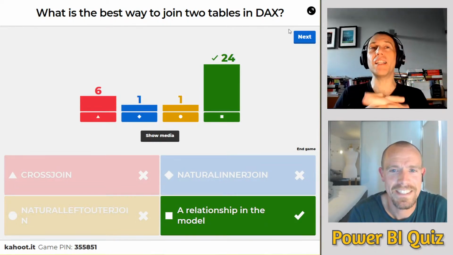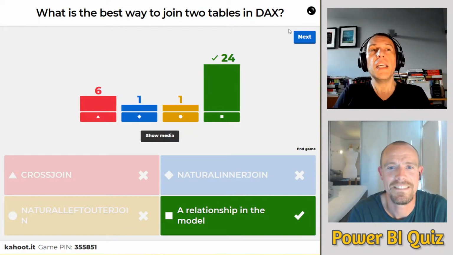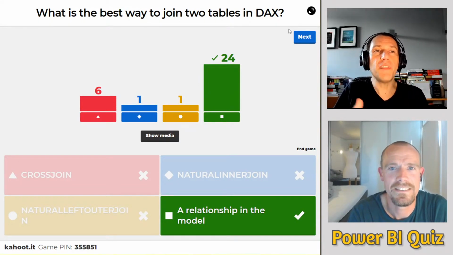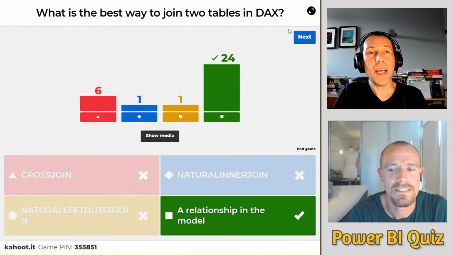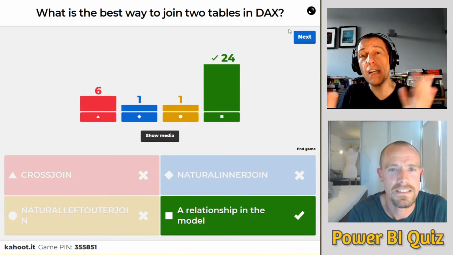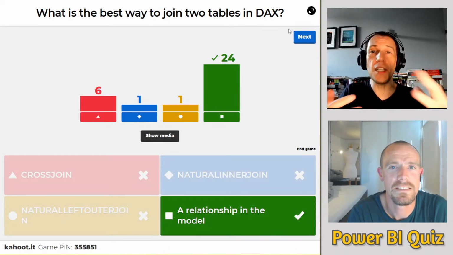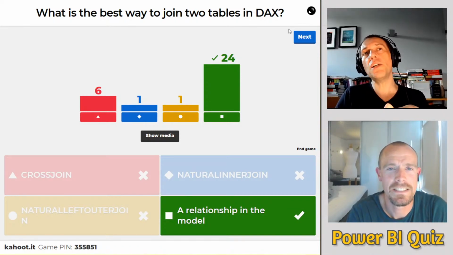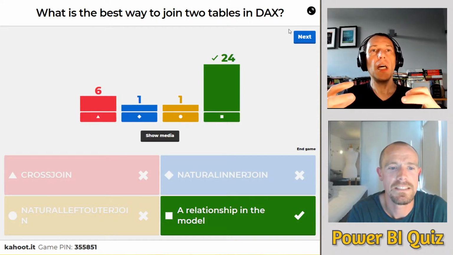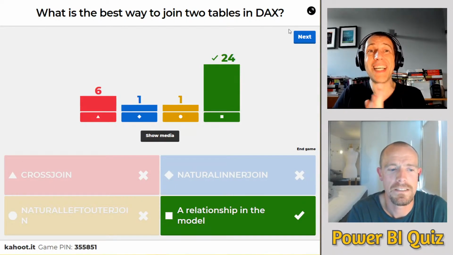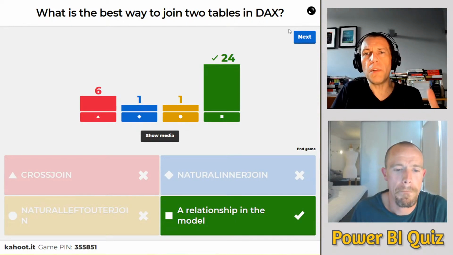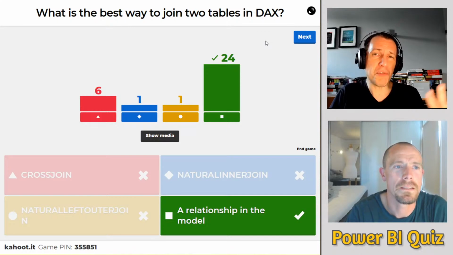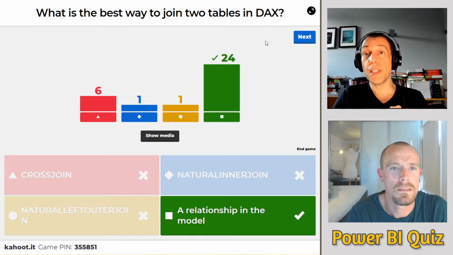Many people know the right answer, which is the relationship in the model. Even though you may think, okay, inner join, left outer join, cross join, these functions are slow. They have to be solved in the formula engine, which is the slowest part of the engine. When you define relationships in the model, relationships automatically join tables in DAX because it is the storage engine, the quick part of the DAX engine, that solves the join between the tables. When you use the other DAX functions, they are just slower. They can solve problems when you have tables that don't have relationships, but actually this is not what you want to do most of the times.